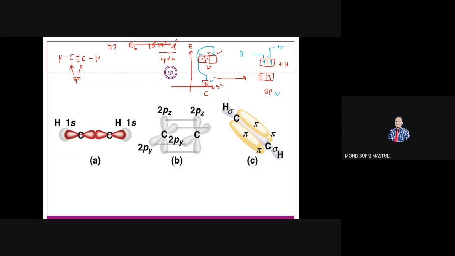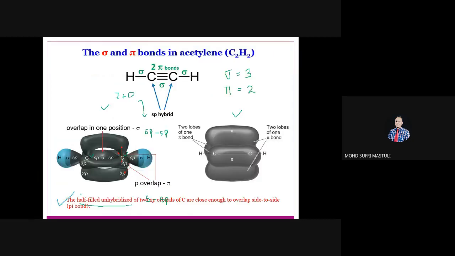This is why we keep telling that the half-filled unhybridized orbitals form the side by side, or the pi bond.